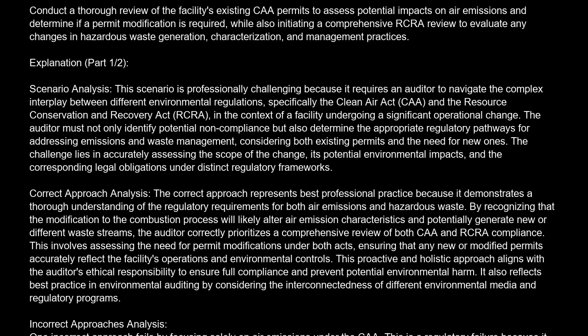This involves assessing the need for permit modifications under both acts, ensuring that any new or modified permits accurately reflect the facility's operations and environmental controls. This proactive and holistic approach aligns with the auditor's ethical responsibility to ensure full compliance and prevent potential environmental harm. It also reflects best practice in environmental auditing by considering the interconnectedness of different environmental media and regulatory programs.